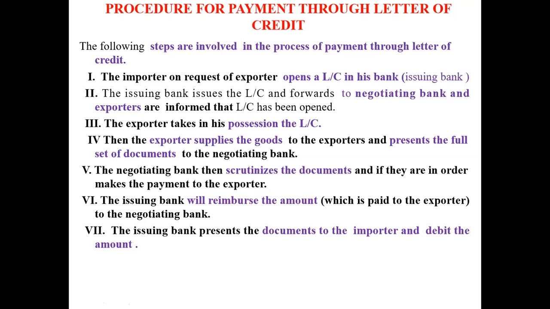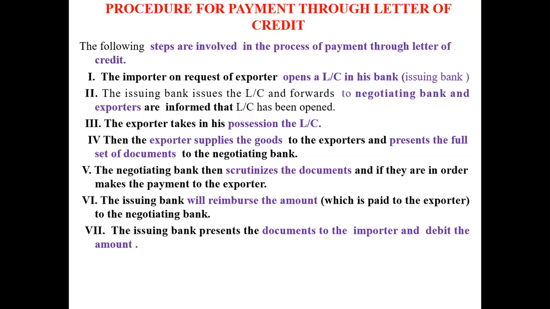Now, that means the first step is the importer will open a letter of credit in his own bank, and the bank in his country is the issuing bank. This issuing bank will open an LC and forward it to the negotiating bank. The negotiating bank is the bank which is in the exporter's country, and the exporter will be informed that yes, your LC is open. The exporter will take the position of the LC.